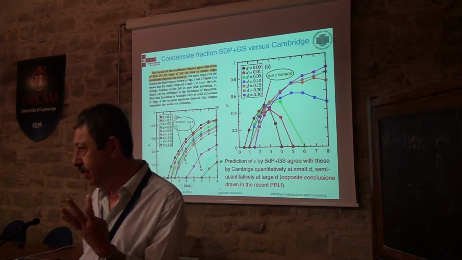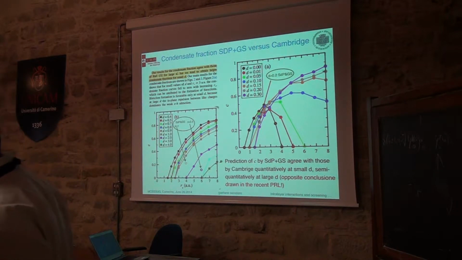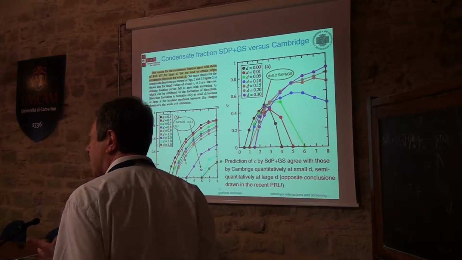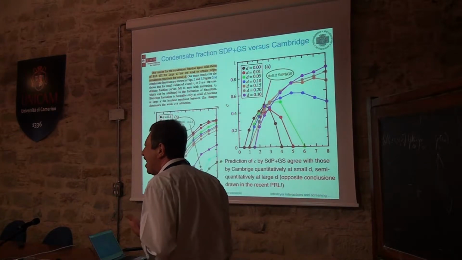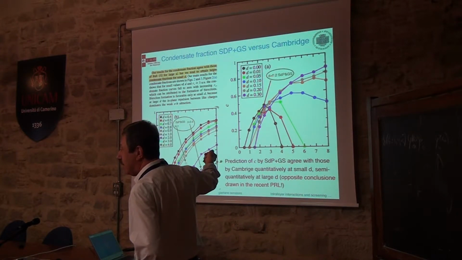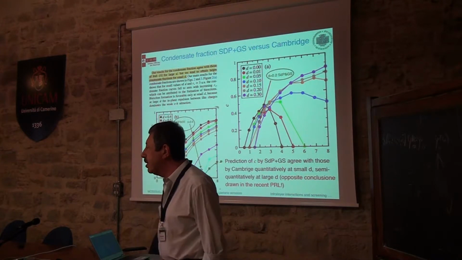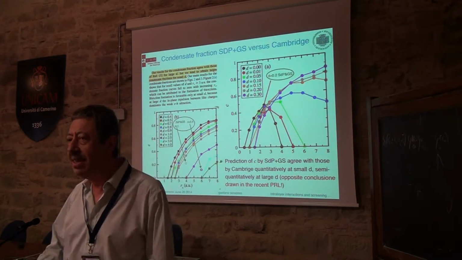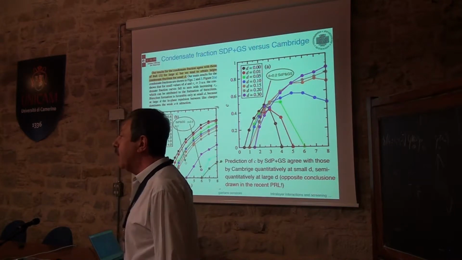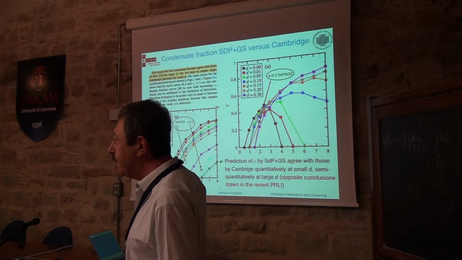Now we had 4 values. One was at rs 20, and they do not arrive at rs 20. So we have 3 numbers on which to play. That's very easy. At small distance, d equals 0.2, we are on top of their point. That means that at small distance we agree. And at large distance, we tend to have a smaller condensate. So it's exactly the opposite of what they say.